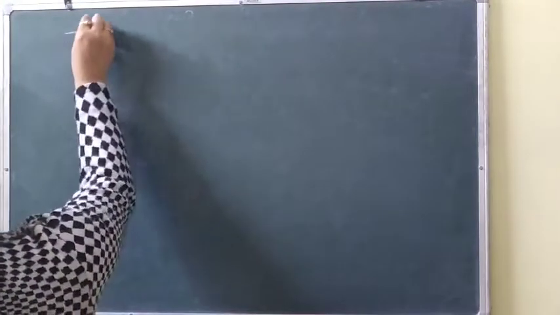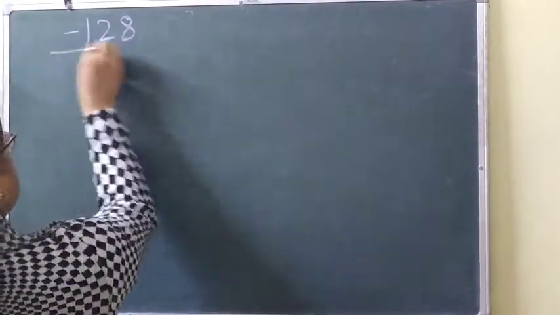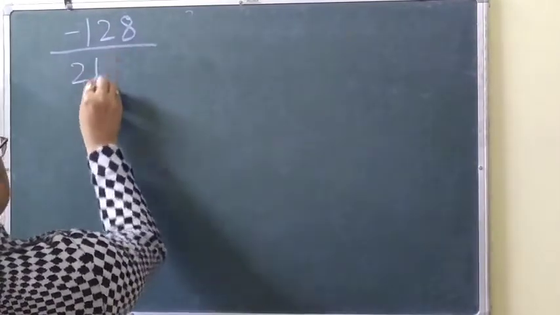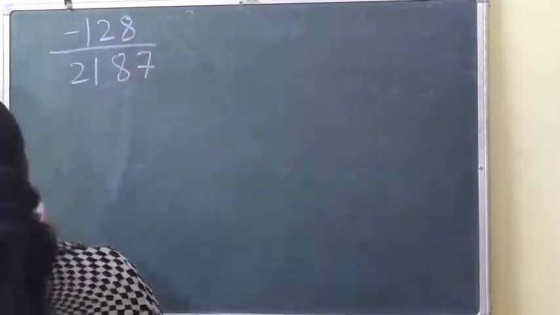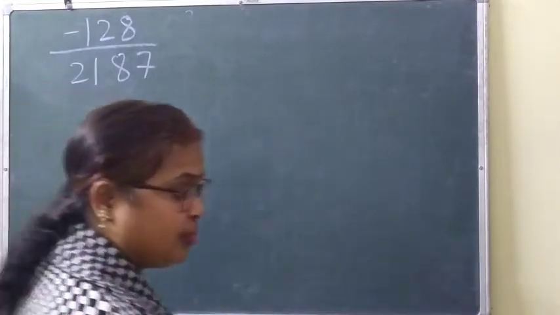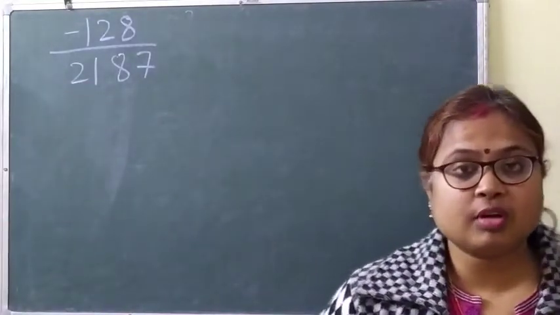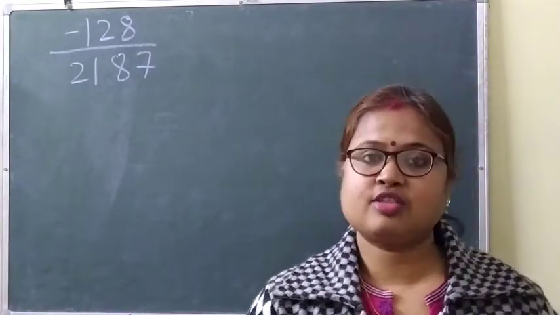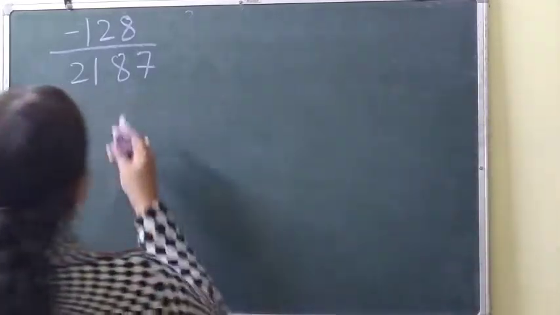Now the next question is minus 128 over 2187. If you get this type of question, then how will you write it? You have to write it in the exponent form. Clear? What you have to do? You have to solve it. You have to write the answer in the exponent form. So how will we write it in exponent form?